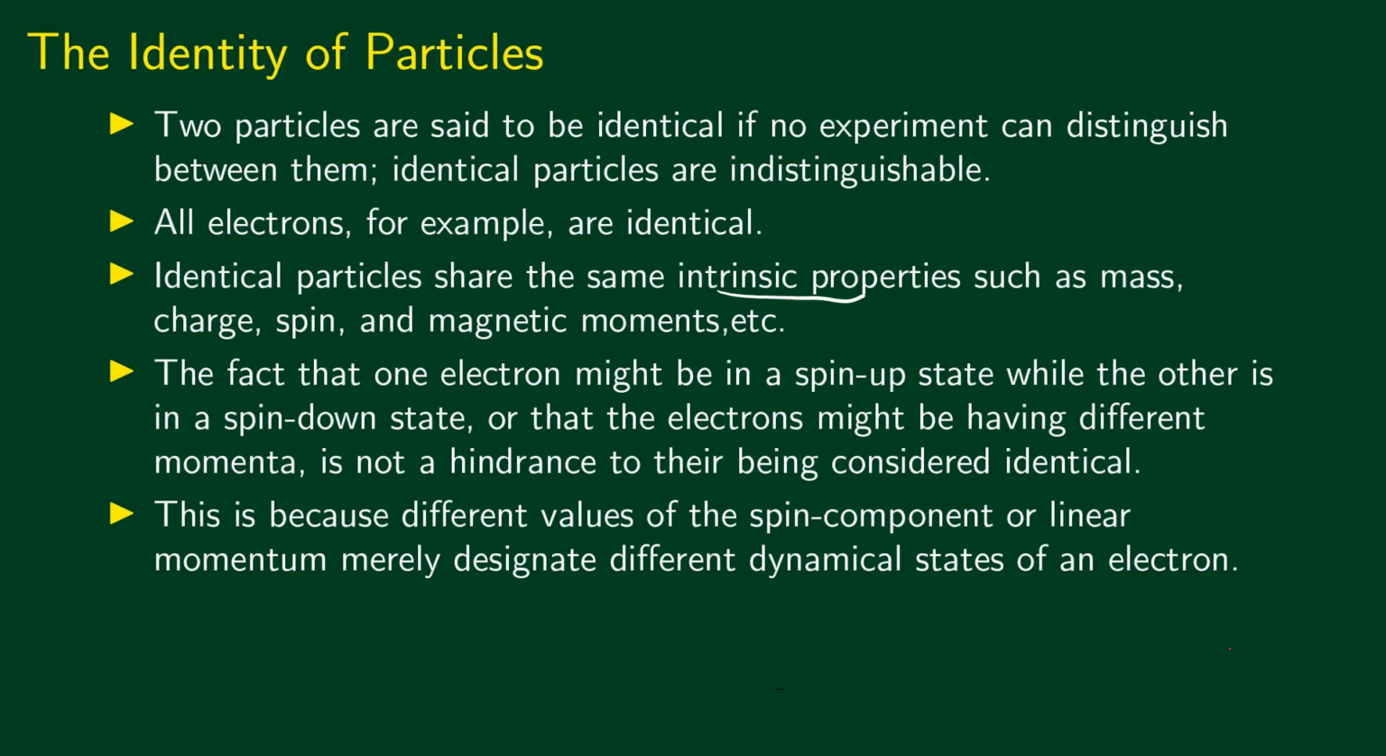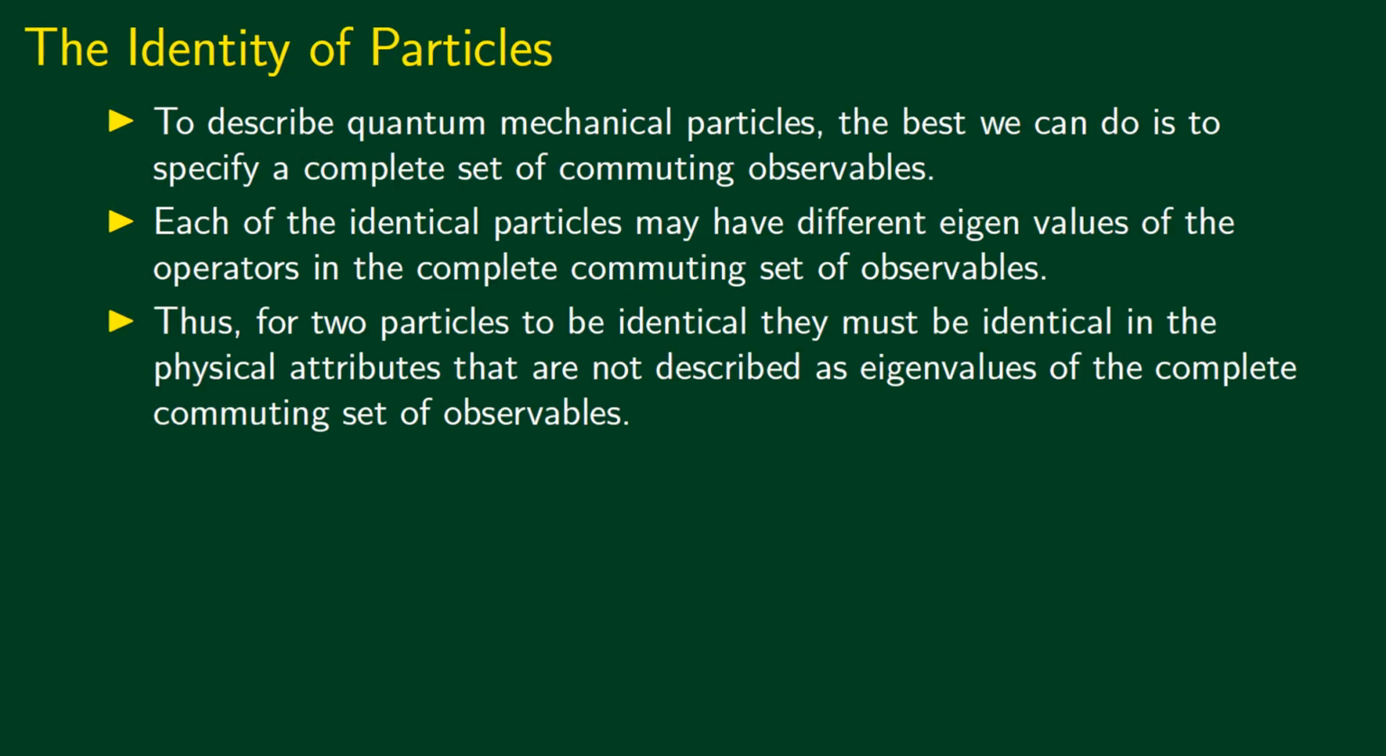Now, different electrons can be in different dynamical states. For example, one electron could be in a spin up state and the other in a spin down state. But we would still consider them identical. We have learned that the best we can do to describe quantum mechanical particles is to specify a complete set of commuting observables, or a complete set of compatible observables. Each of the identical particles that we are considering may have different eigenvalues of the operators in the complete commuting set of observables, but we would still consider them as identical particles.